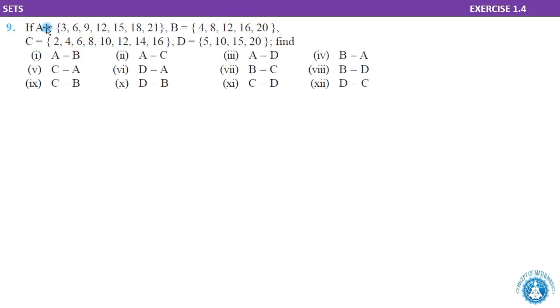Next question: set A has elements 3, 6, 9, 12, 15 up to 21 like this, and set B is given, C and D are also given, then find the difference of sets. So let us first define what the difference of sets is. We will define the difference of sets by using a Venn diagram.